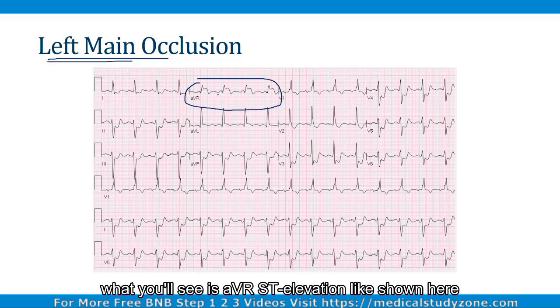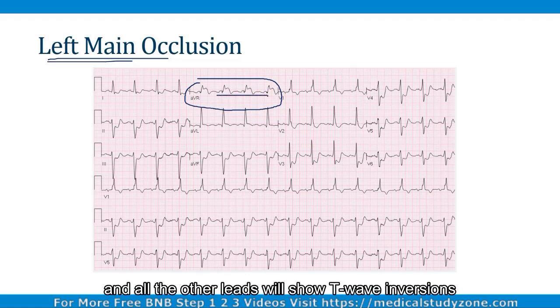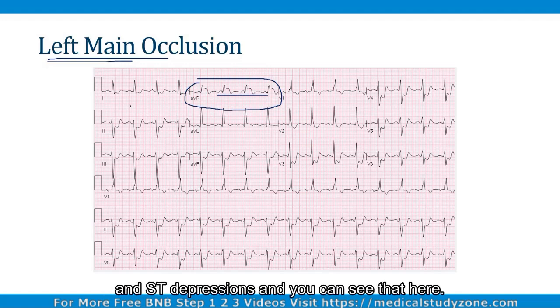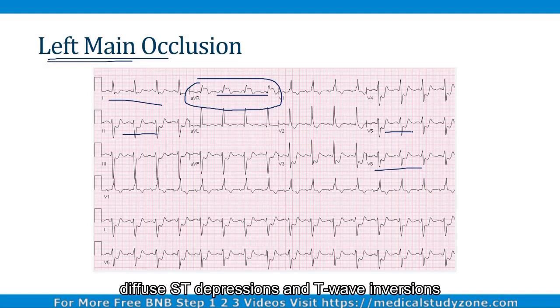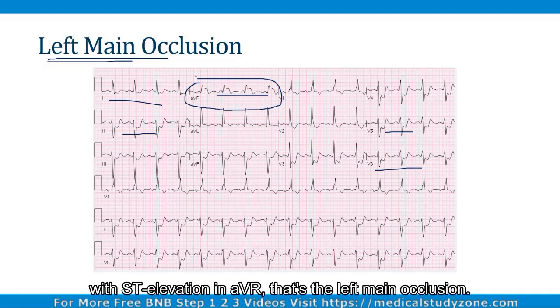What you'll see is AVR ST elevation like shown here, and all the other leads will show T-wave inversions and ST depressions. And you can see that here. There are ST depressions in 1 and 2. You can also see T-wave inversions and ST depressions in V6 and V5. Diffuse ST depressions and T-wave inversions with ST elevation in AVR, that's a left main occlusion.